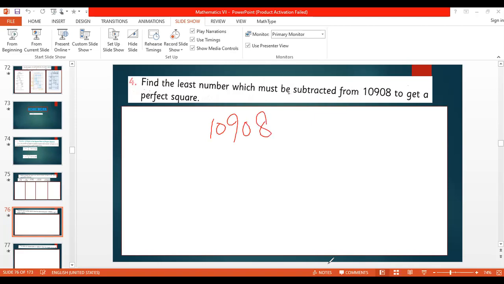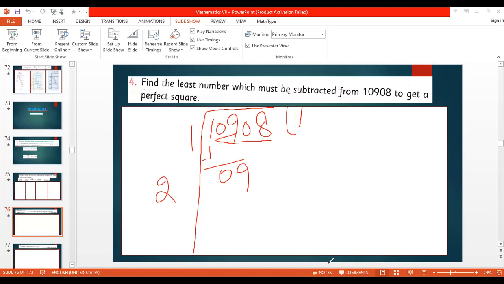10908. What should be subtracted from it to get a perfect square? For that, we are just finding the square root. You know square root pairs, one pair, and here we have to do now 1. 1 ones are 1, subtracting 1, we are getting nothing. So bring this 09 down and double this 1. When you double this, you are getting 2.